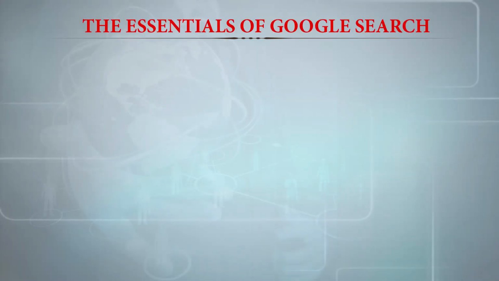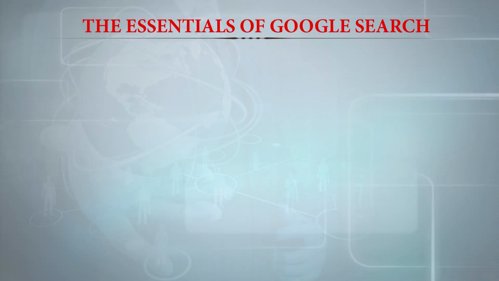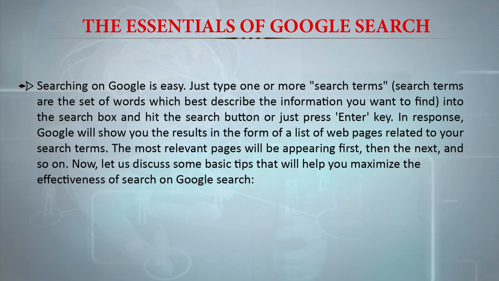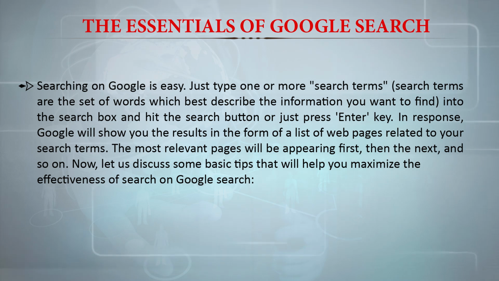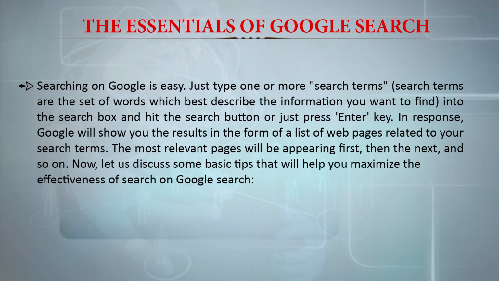Now, let us have a discussion on the essentials of Google search. Searching on Google is easy. Just type one or more search terms. Search terms are the set of words which best describe the information we want to find.